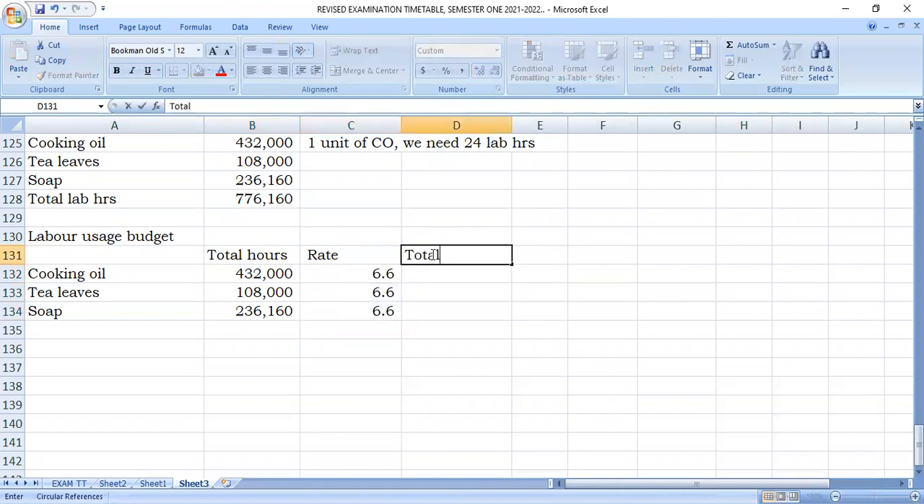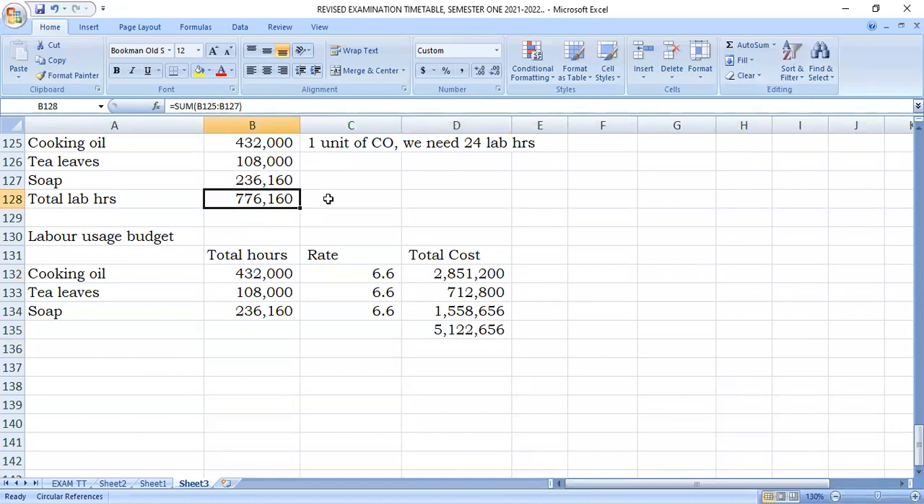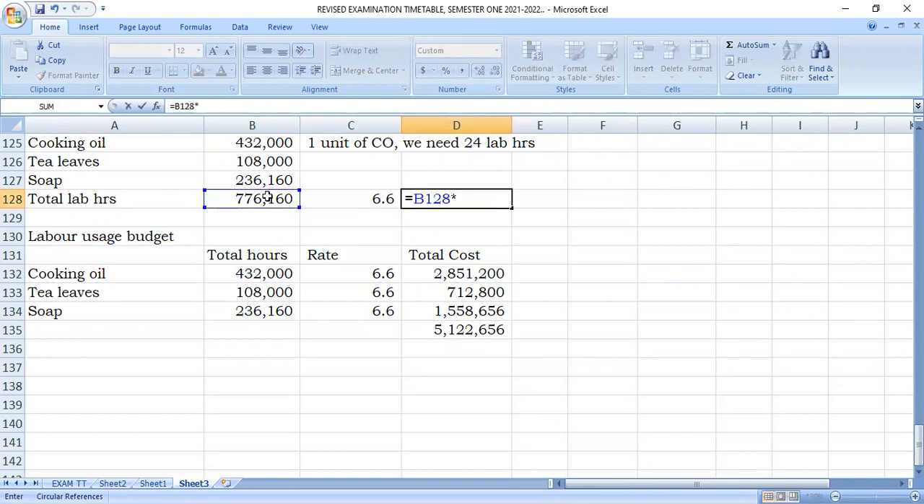So the total labor cost should be this. This is when they need to know how much you're spending on each product. But other than that, you can just get as simple as having this 7.776 multiplied by the 6.6, and have the final answer straight. If you want to know the total cost, it gives 5.5, which is this.